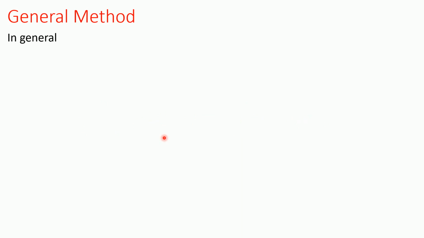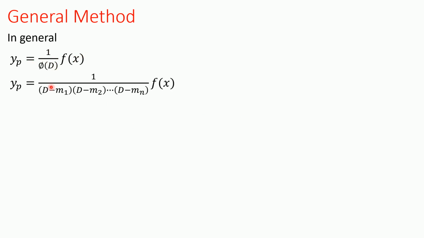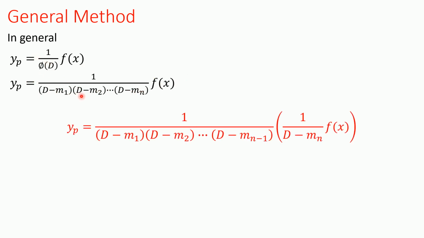Now in general, when we have y_p, which is 1 upon phi of D f of x, and these are the roots m1, m2 up to mn, the roots of our auxiliary equation, then y_p will be 1 upon this product into f of x. This is a factorization of phi of D. Then how to solve it? There are two methods. In the first, you can apply one factor at a time and continue like this.